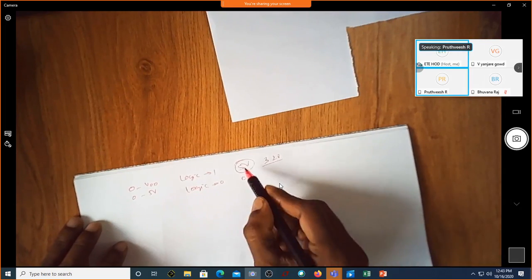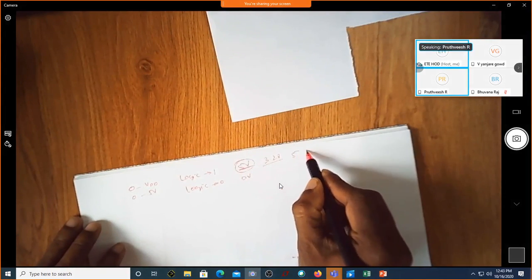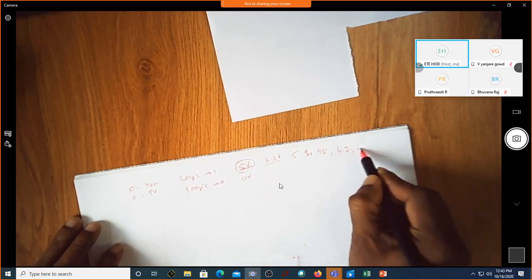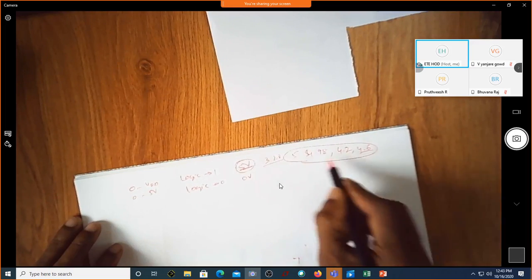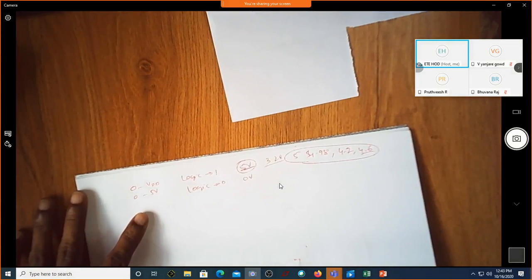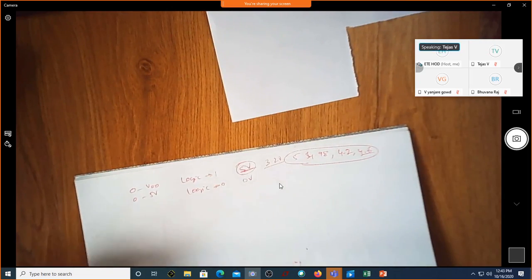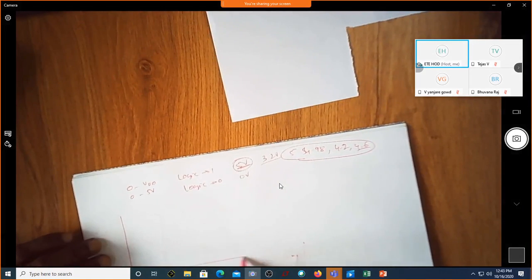Then there should be some range, no? It is not only 5. If it is 4.98, 4.2, 4.6, are they all logic high? Till what voltage? That's what we call noise margin and all other things. Correct?